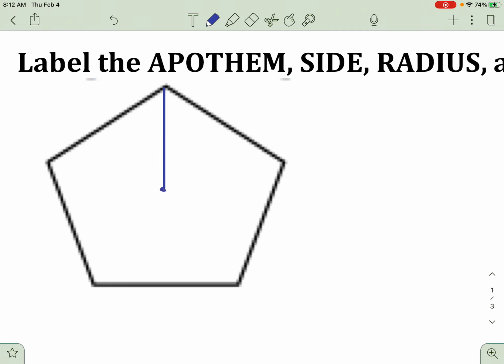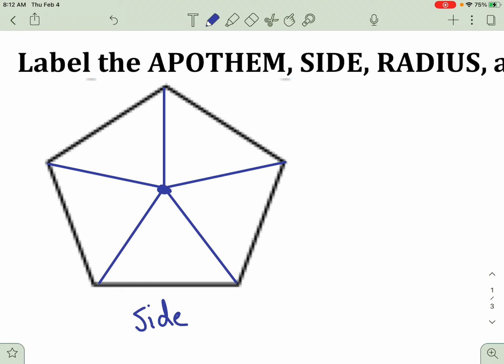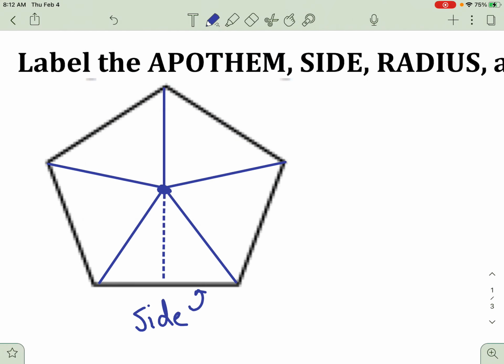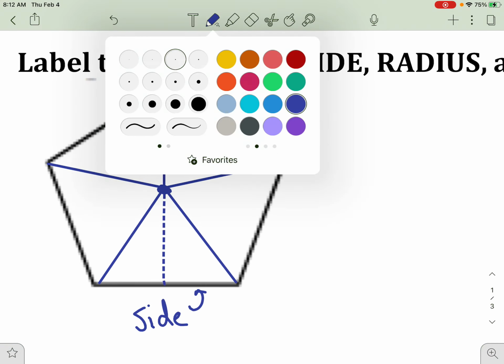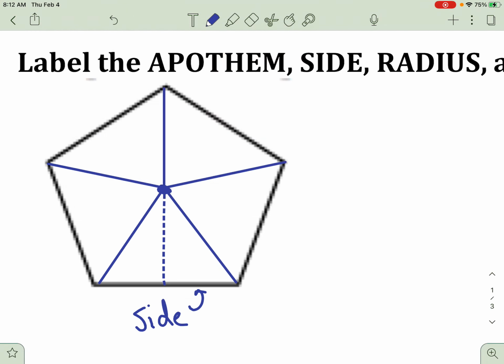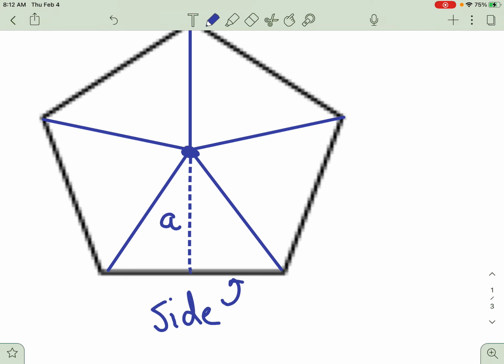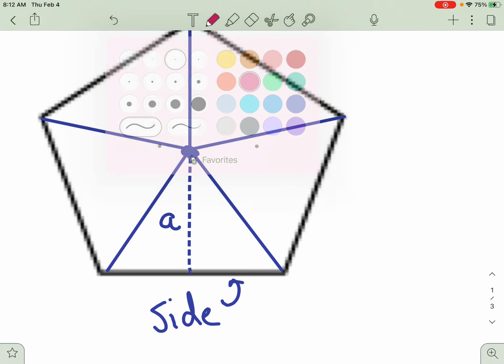Okay, so if we draw a triangle, and it would probably go to about there, to make sure that they are all the same. So it's just below that. All right, so we got our side length here. We have our apothem. Actually, I'm going to make that a dotted line just so you can see it a little bit easier. So that's our apothem, and I'm just going to use a little a for that.